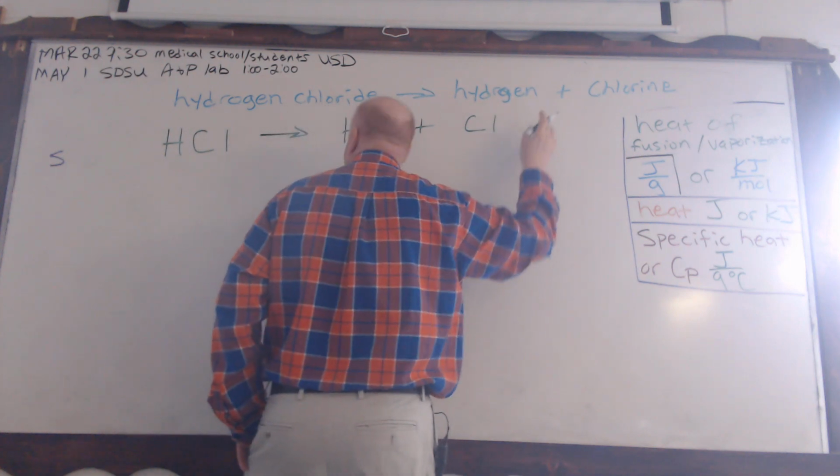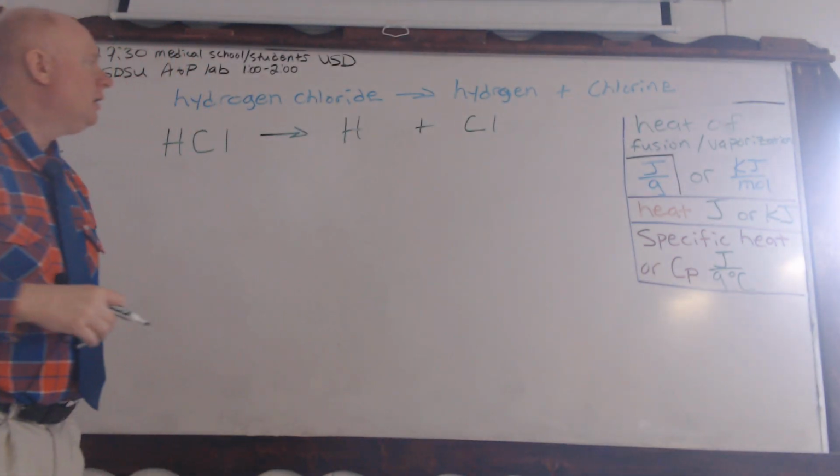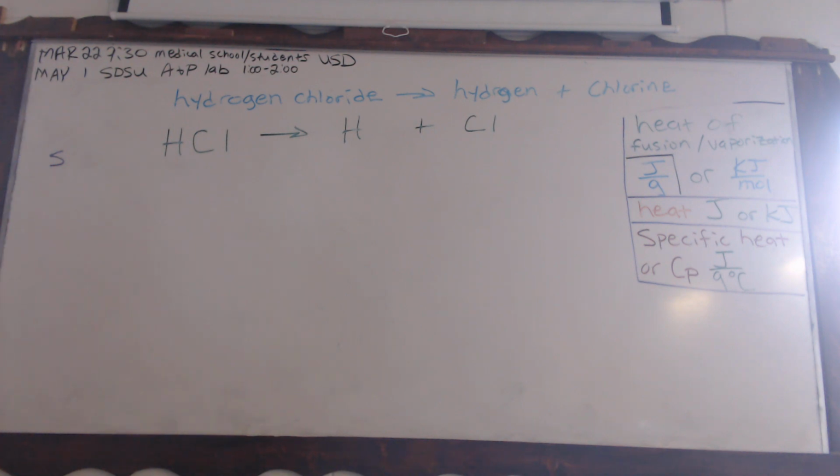Before we proceed, now we've got everything where it belongs. How many people believe this is balanced? Why not? Because hydrogen needs a 2, because it's what's it called? Diatomic.